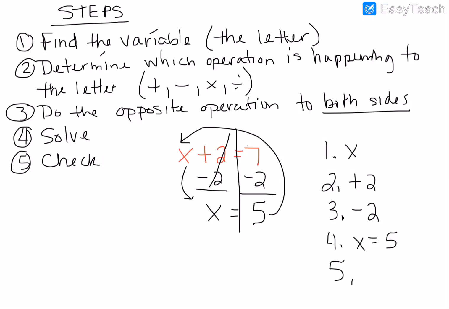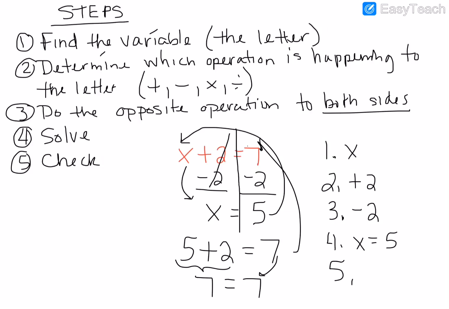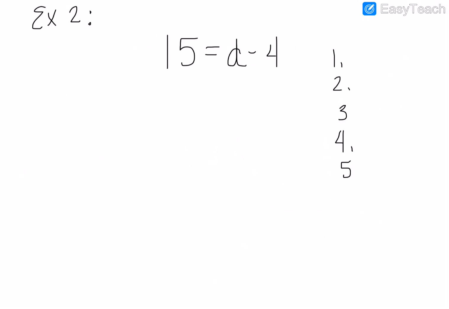So I'm going to substitute. I'm going to replace the x with the 5. The x does not stay there. We're going to replace it with the 5. 5 plus 2 equals 7. Notice this equation looks exactly like this equation without the x, but with the number that I said x is. So I'm going to do 5 plus 2, that's 7. And 7 equals 7, that checks out, so we're good. We know x is 5.